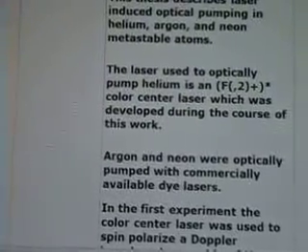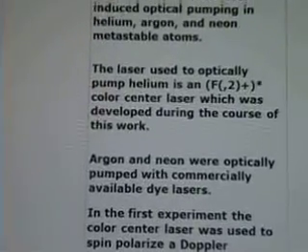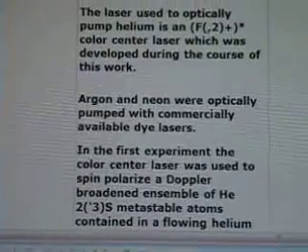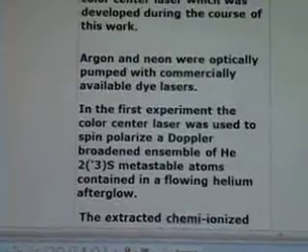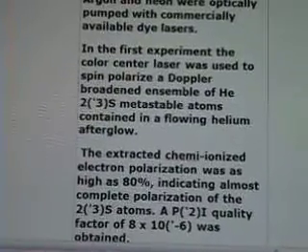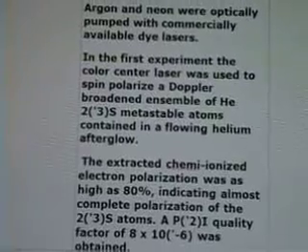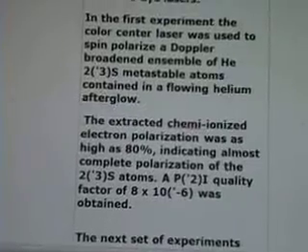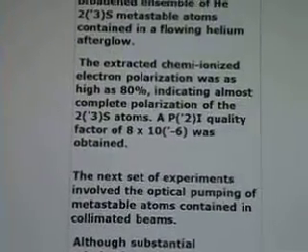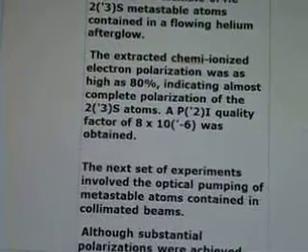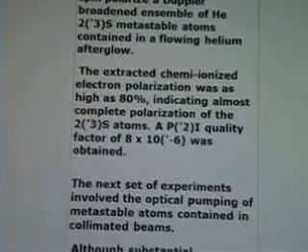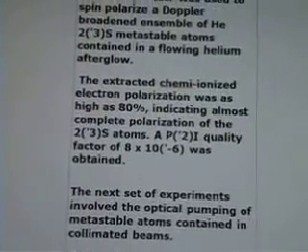The laser used to optically pump helium is an F2+ color center laser, which was developed during the course of this work. Argon and neon were optically pumped with commercially available dye lasers. In the first experiment, the color center laser was used to spin polarize a Doppler broadened ensemble of He 2 3S metastable atoms contained in a flowing helium afterglow. The extracted chemi-ionized electron polarization was as high as 80%, indicating almost complete polarization of the 2 3S atoms. A quality factor of 8 times 10 to the minus 6 was obtained.